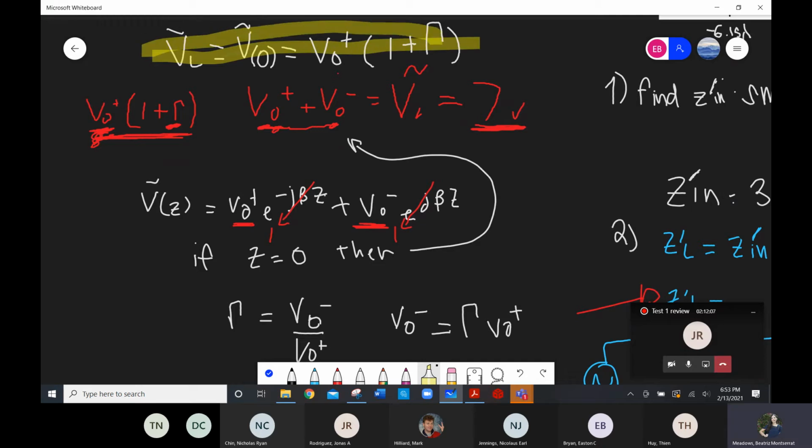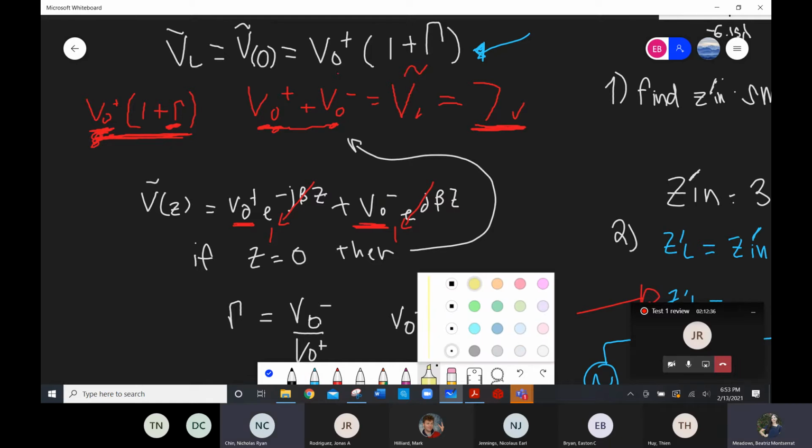Anyone? How do we solve for V naught plus if we're given the voltage at the load? We have ZL, and we have Z naught, which means we have gamma. So if we have gamma and V at the load, we have this equation. And what is the only unknown in this equation? V naught plus is the only unknown.